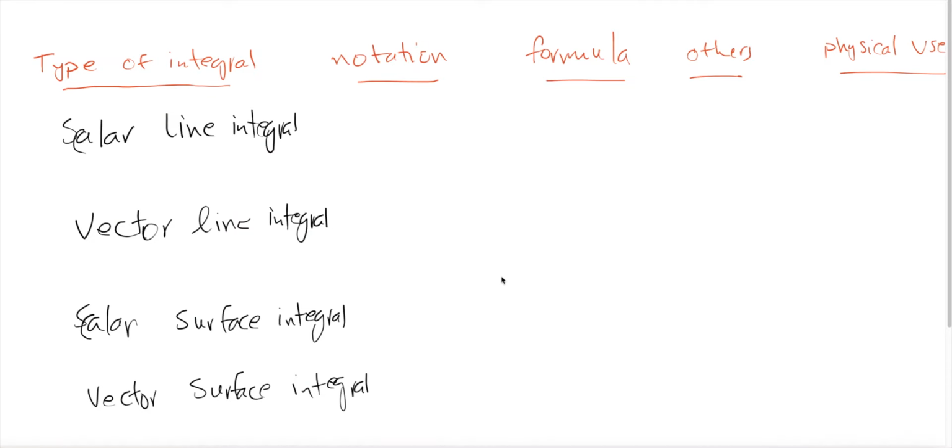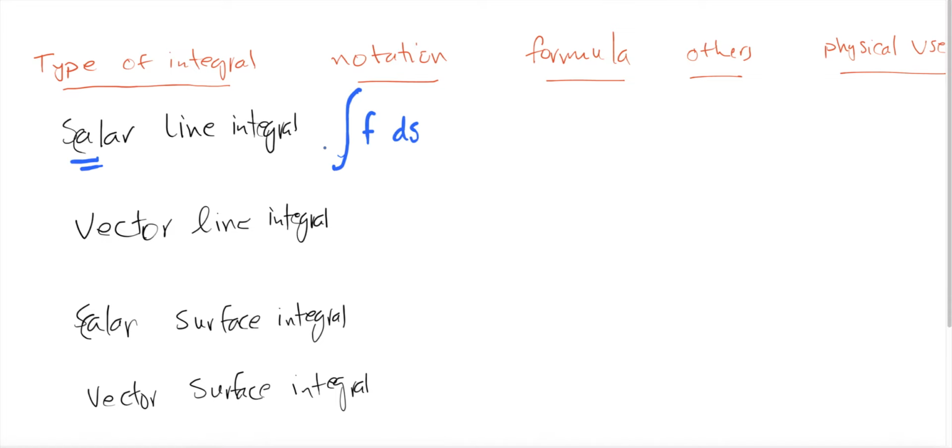So let's summarize all the line integrals and surface integrals. First, let's start with the notation. Notation for scalar line integral is, we're saying scalar, therefore you're expecting a scalar function, and then ds, for the arc length, basically.